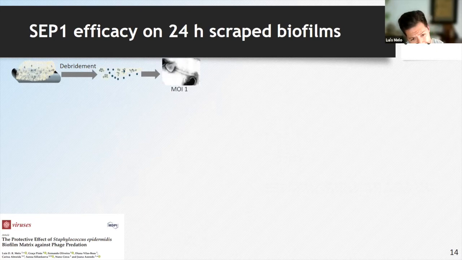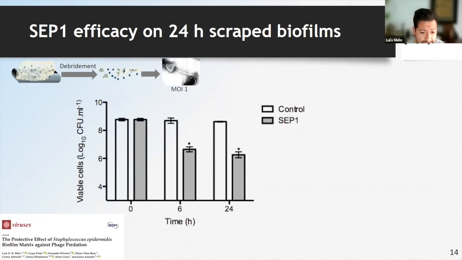And then we added the phage. And just with this light disruption, we were able to observe that the phage was active against these scraped biofilms. Of course, a 2.5 log reduction. Of course, it's not a reduction so high as we observed on planktonic cells, but in this case, the matrix is still there.